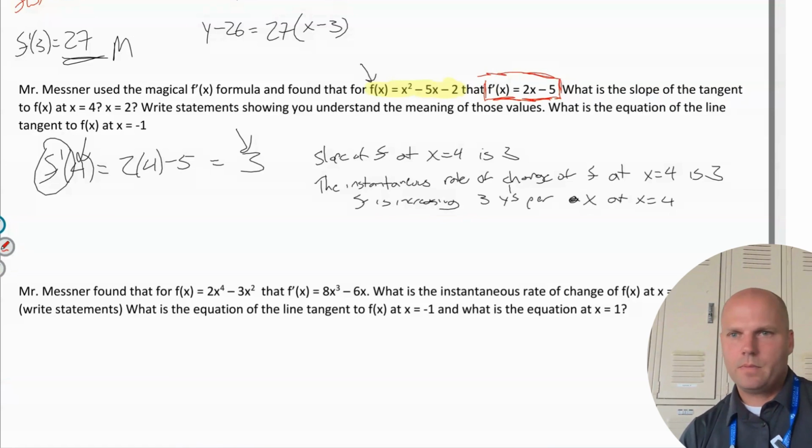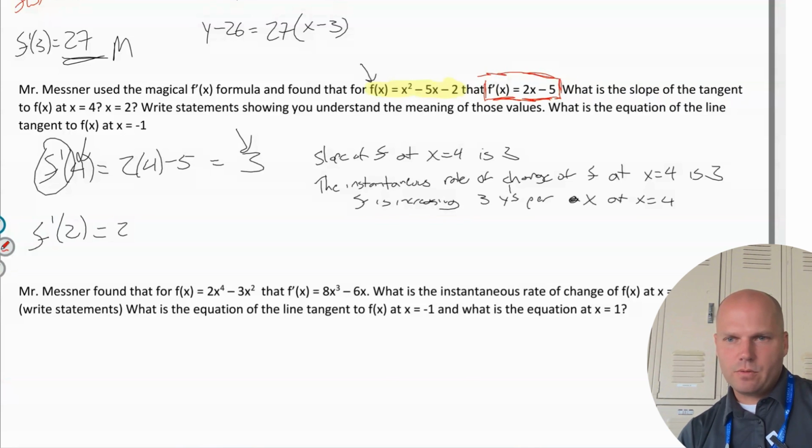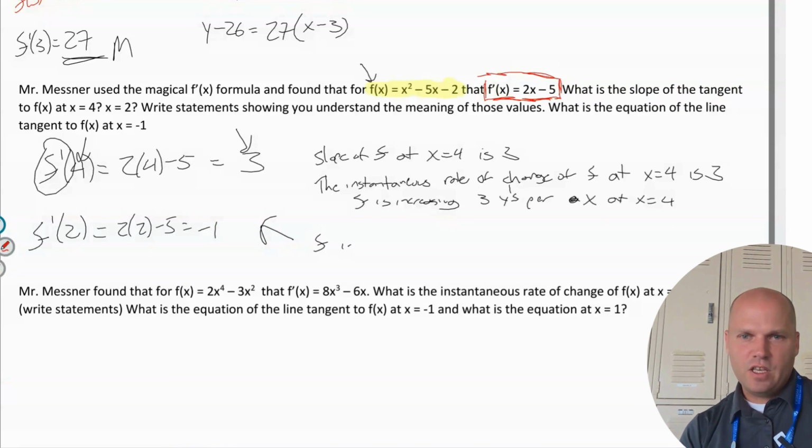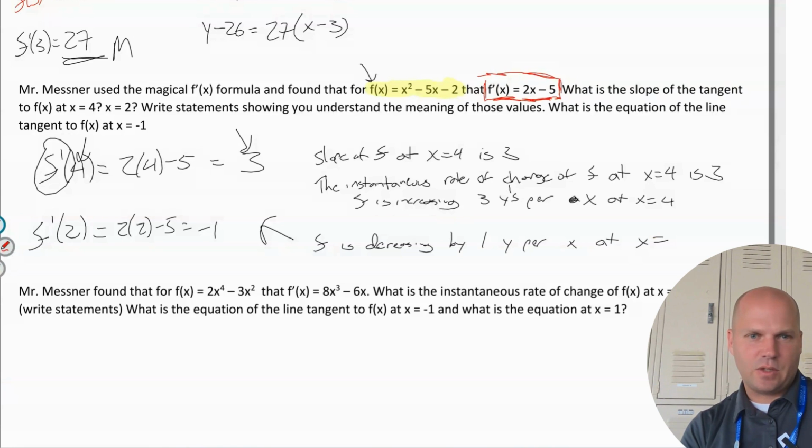They're all the same. What about at 2? 2 times 2 minus 5 is negative 1. What does this mean? I'm going to go right to the third statement, the most important statement. F is decreasing by 1 y per x at x equals 2.